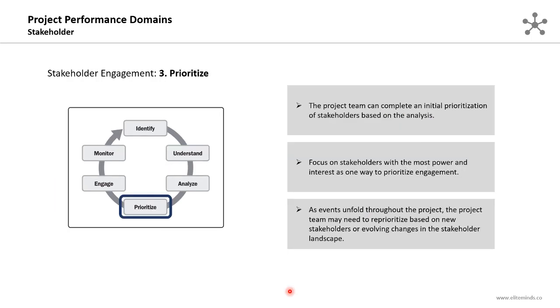After understanding and analyzing the identified stakeholders in the project, we will be able to prioritize them based on their importance. The project team can complete an initial prioritization of stakeholders based on the analysis. Focus on stakeholders with the most power and interest as one way to prioritize the engagement. As events unfold throughout the project, the team may need to reprioritize based on new stakeholders or evolving changes in the stakeholder landscape. So the outcome of this step is having a list of prioritized stakeholders based on the ones with the highest power and interest on the project.